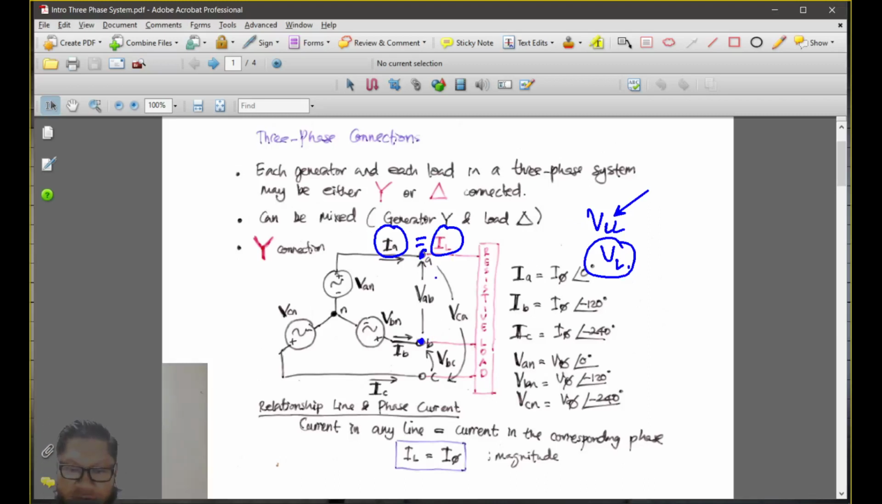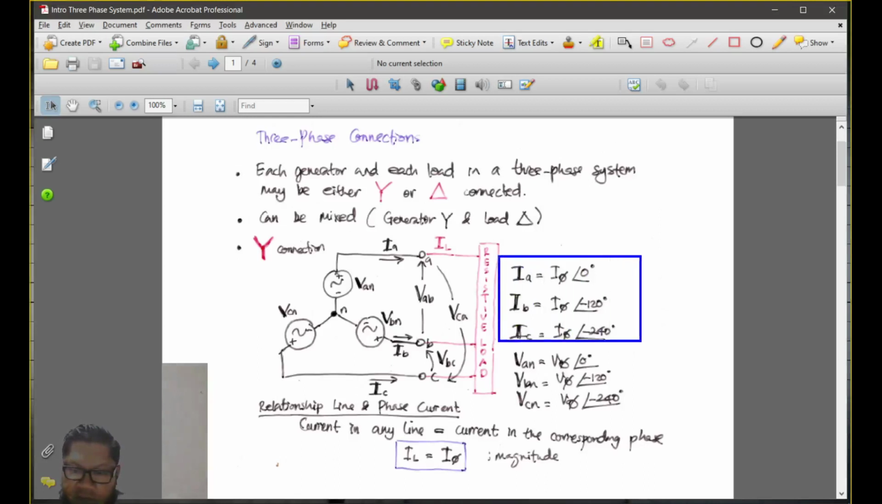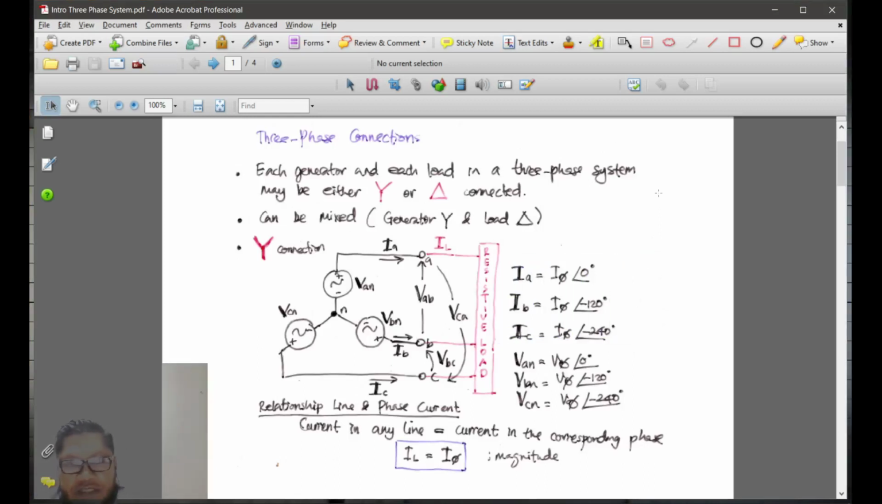So V line to line is actually from VAB. If you refer to VCA, that's from A and C. VBC is between B and C. And that's why you have that. And this is the current IA, IB, IC. So that is the three-phase connection for Y connected.